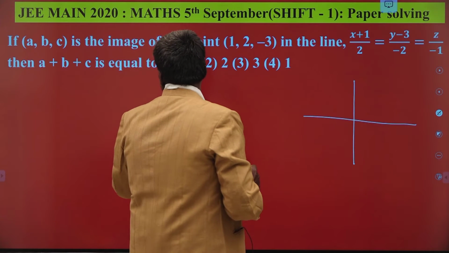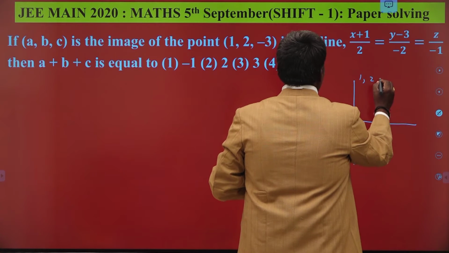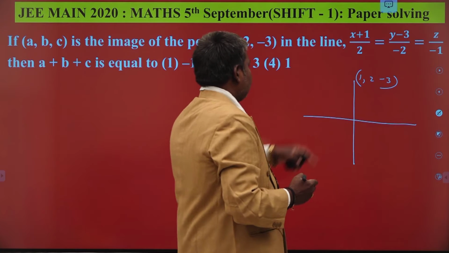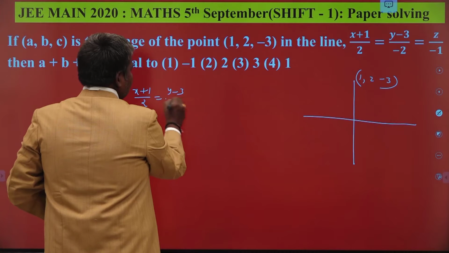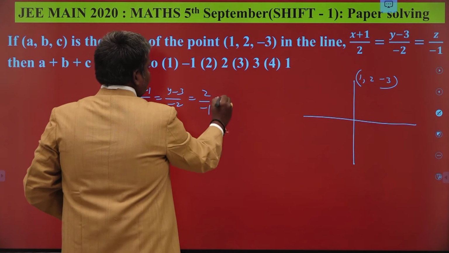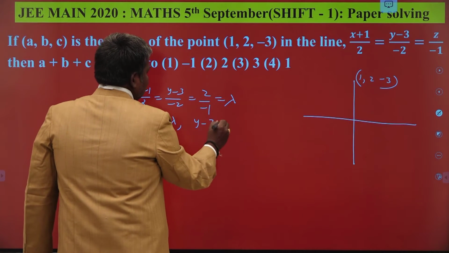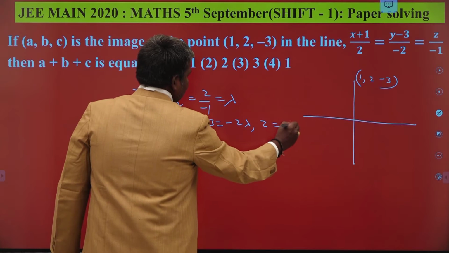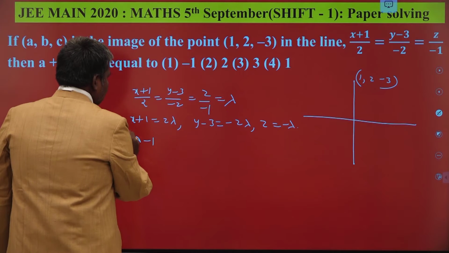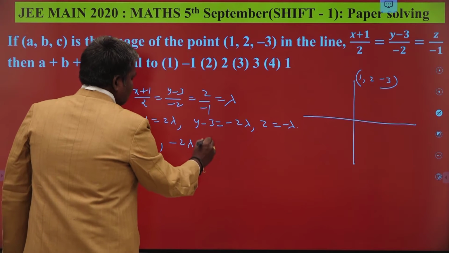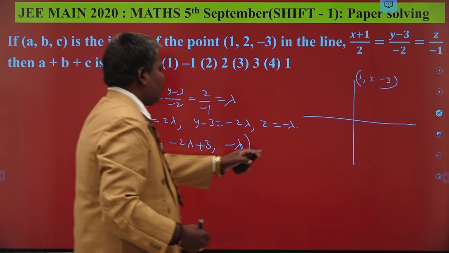So what is the point here? ABC is the image of this point 1 comma 2 comma minus 3. This is the line. What is the line equation? x plus 1 by 2 is equal to y minus 3 by minus 2 equal to z by minus 1. This is equal to say lambda. x plus 1 is equal to 2 lambda. y minus 3 is equal to minus 2 lambda. z is equal to minus lambda. So any point on the line is taken as what? 2 lambda minus 1 comma minus 2 lambda plus 3 comma minus lambda. This is any point on my line.